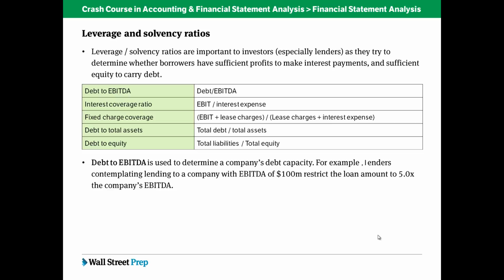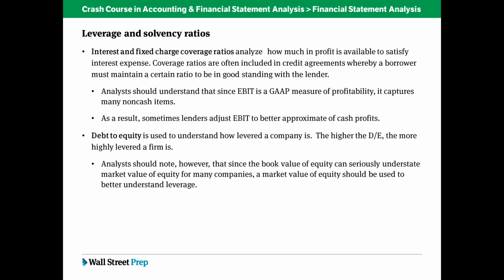Debt to EBITDA is probably one of the most commonly used of these types of ratios, and it's used to determine a company's debt capacity. For example, lenders contemplating lending to a company with EBITDA of $100 million might restrict the loan amount to 5 times the company's EBITDA. They define debt capacity in the context of how much EBITDA this company has, and we apply some sort of multiple to that EBITDA to define the total debt capacity. If the current capital markets environment is such that lenders are willing to lend for a specific type of business in a specific type of industry up to 5 times EBITDA, well, that ratio, debt to EBITDA, determines the debt capacity of that company.